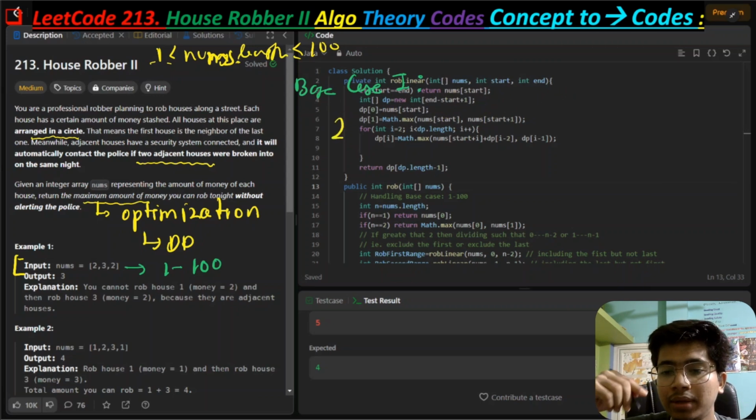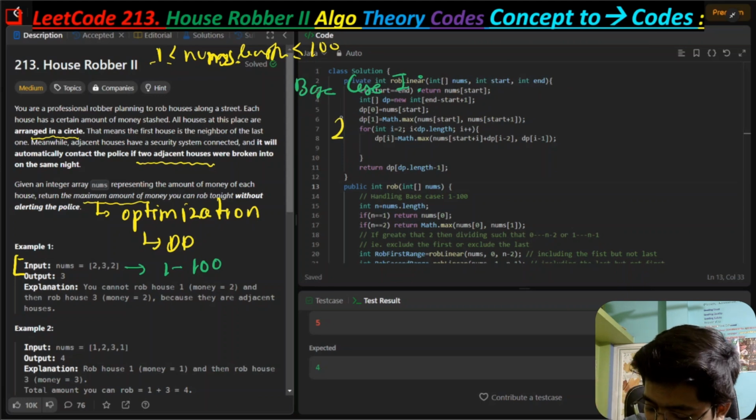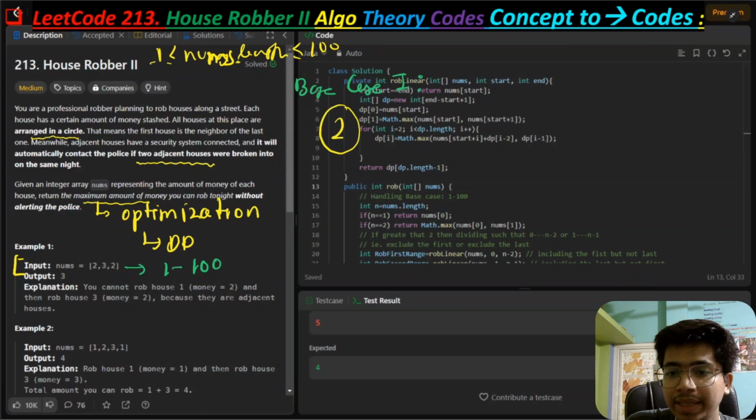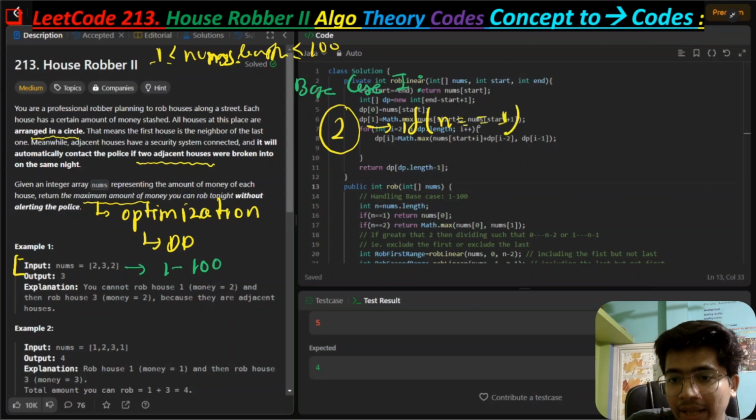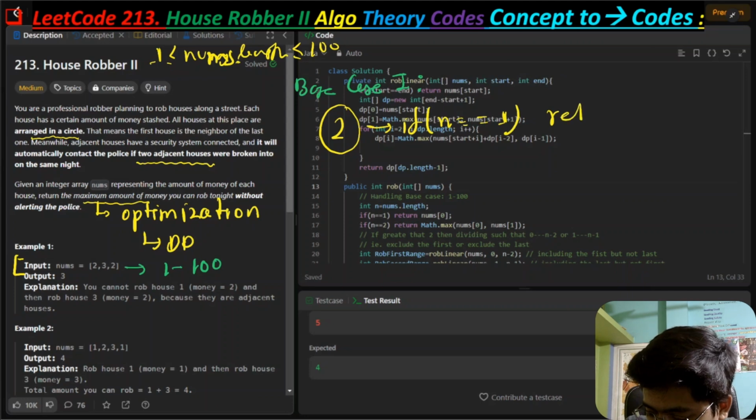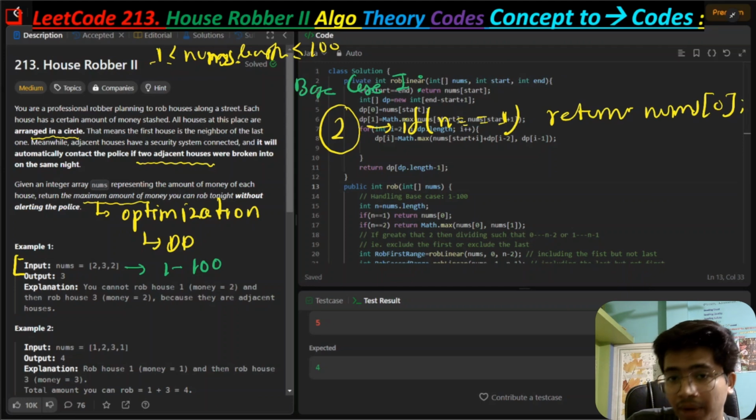So what will we be doing? If there is only one house, we'll just rob that house. So if we get that type of case where there is only one house, we'll be returning just that number. So we'll write the line in the program like this: if n equals 1, that means the array length or house number equals 1, then we'll simply return nums of 0, because the first element is always stored in nums of 0. So this is the base case 1.